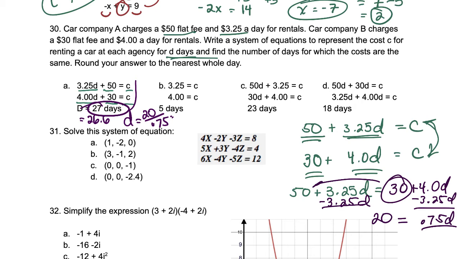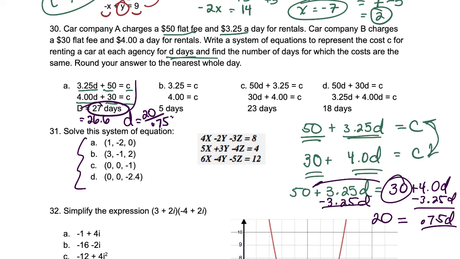Next one, solve this system of equations. These take an incredibly long time, everybody. It is a multiple choice question, so I think I would go with testing these things. Okay, so I would take 1, -2, and 0. I would substitute it in to see if it makes the first equation true. If it does, test it in the second equation. If it makes that one true, try it in the third. If it makes it true for all of them, you found the right answer.